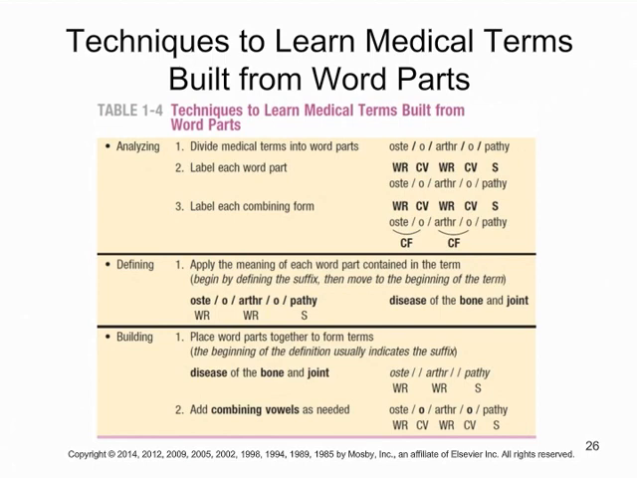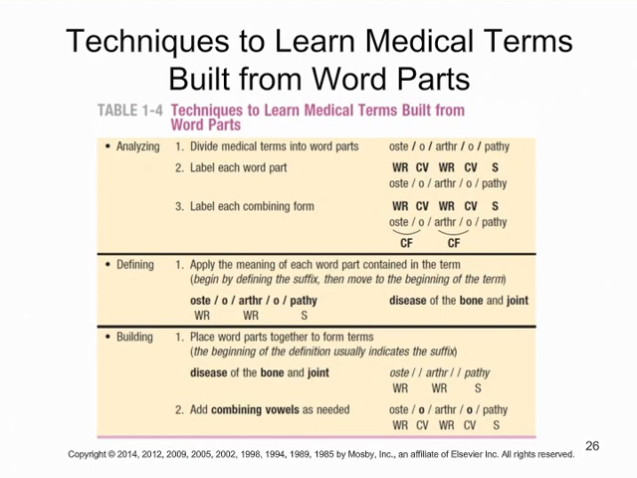They then suggest to label each part. So for example, arthr is a word root, O is a combining vowel, so it gets a CV. Arthr is a word root, so it gets a WR. And then at the end of the word, pathy is a suffix, so it gets an S. And that's again to help you try to figure out what the word is actually going to mean.